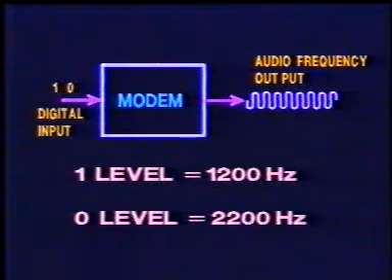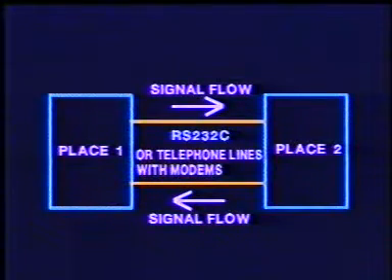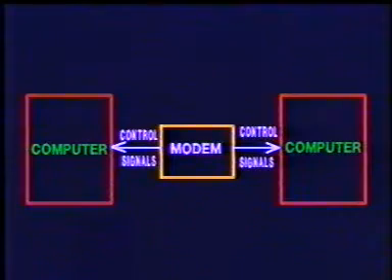The calling computer simply dials the receiving one, and a link is thus established whenever there is need to send data. An exclusive RS-232C line or a telephone line with modems carry the signal between places. Modem communicates with the computer using control signals. The microprocessor 8085 has facilities to handle serial transmission. Now we are going to learn about the 8085's facility for serial transmission.